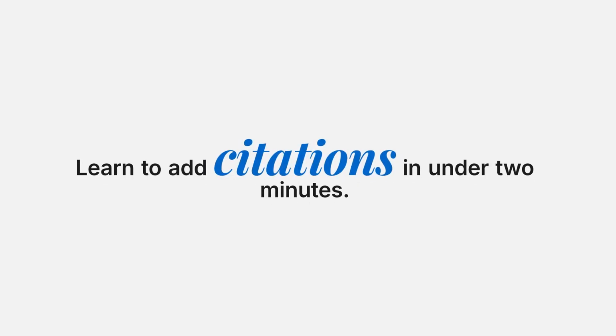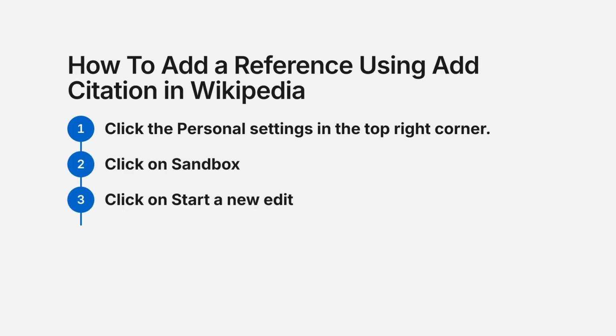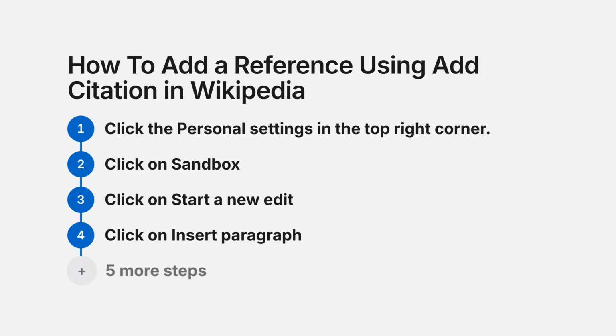Tired of your Wikipedia edits being reverted because you forgot to add a citation? Learn to add citations in under 2 minutes. First, we'll access your Sandbox, write a sentence, then use the Add Citation tool to insert a proper reference. Let's go step by step.